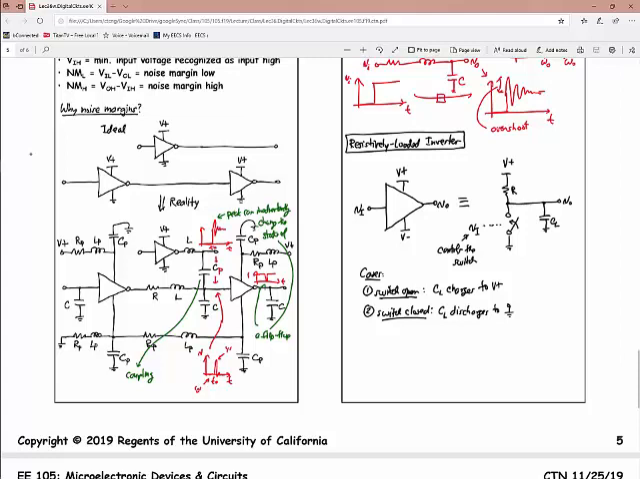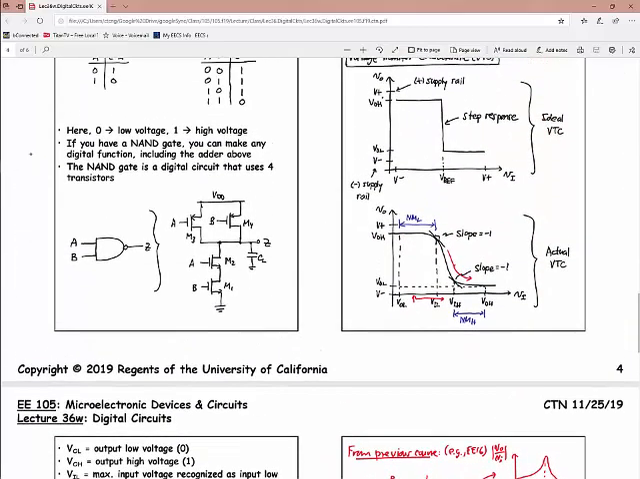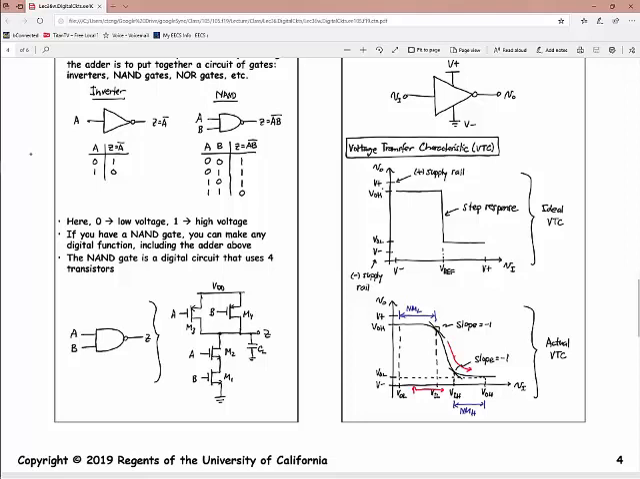So these are inverters. We talked about the importance of noise margins. And we talked about this in particular, that the voltage transfer characteristic for an inverter ideally would look like this, but in reality it looks like this. Okay, so we have a gradual transition from high to low.